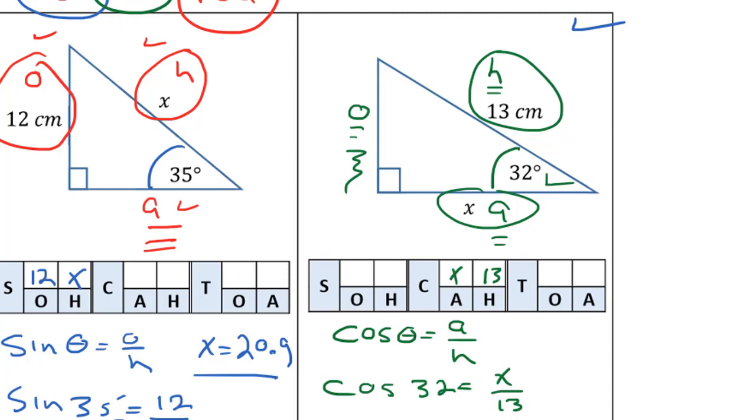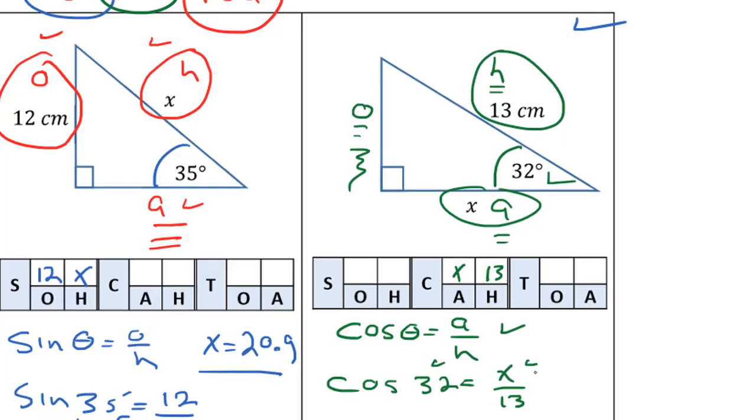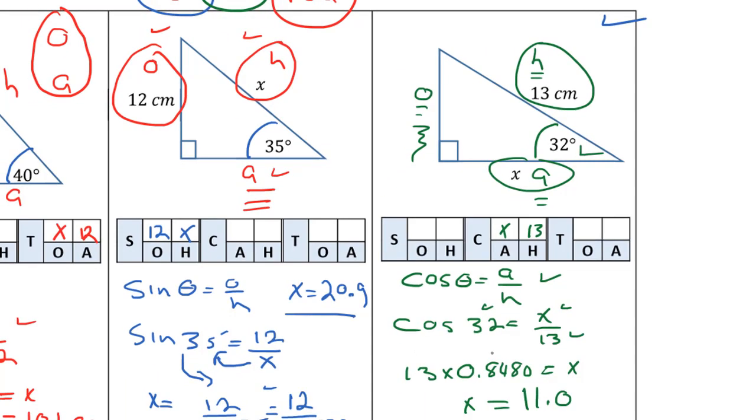So that means that the trig ratio we're going to be using is the cosine ratio. So I started off by writing down my formula, and I plugged in what I know. I ended up getting, after cross multiplying, 13 times 0.8480, which is what the cosine of 32 equals. And when I multiplied those together, I ended up getting, rounded to one decimal place, x equals 11.0.